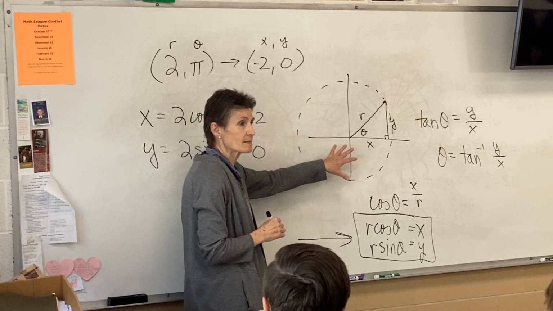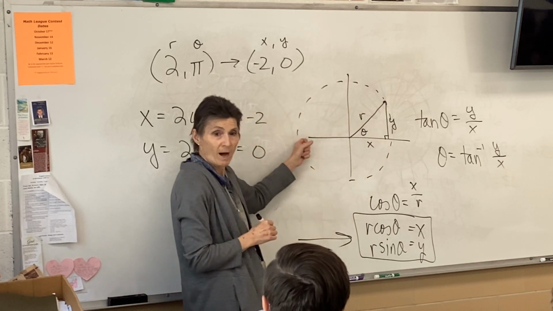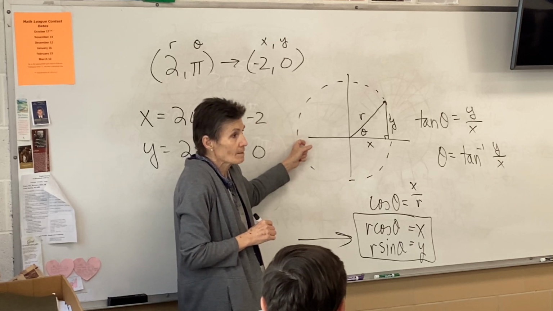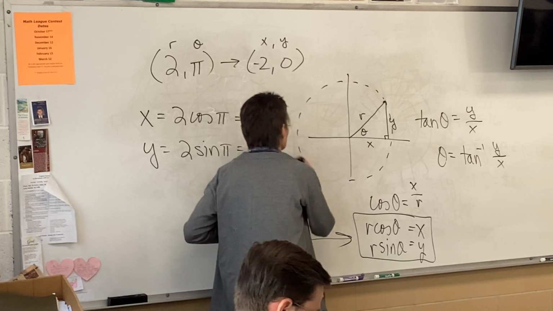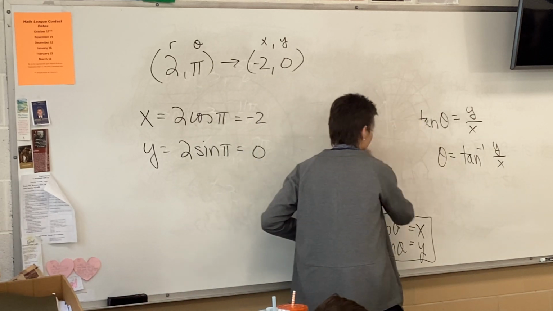Does that make sense? If you think about this radius being 2, (2, pi) is right here. Isn't that also (-2, 0)? Yeah. All right. Try B. Exactly the same thing. You don't need a calculator. You can do B.